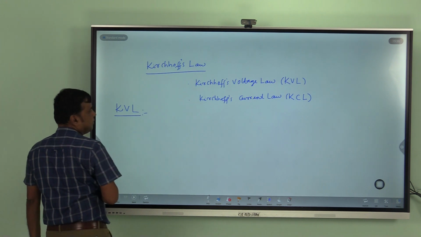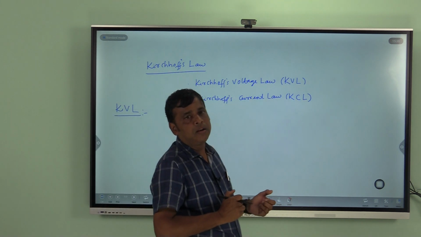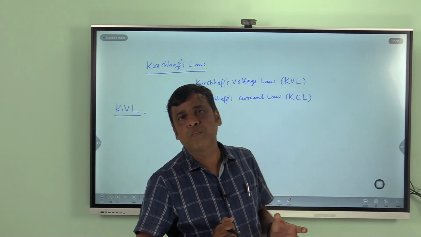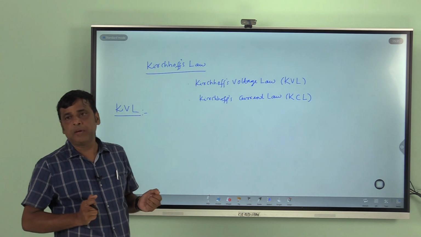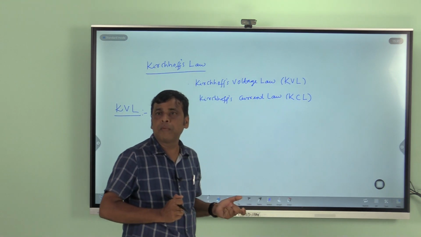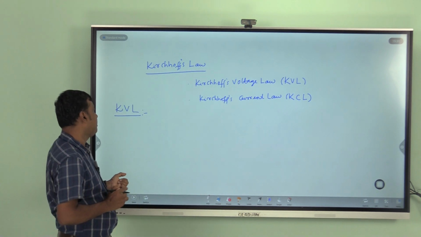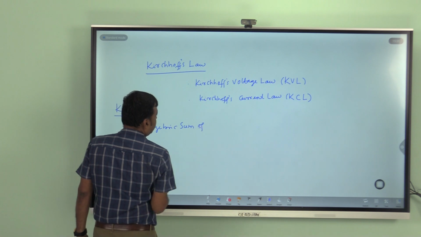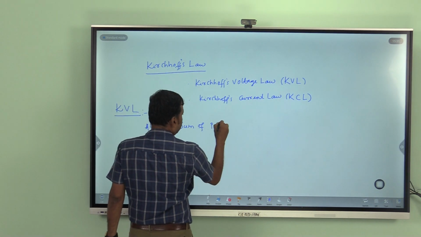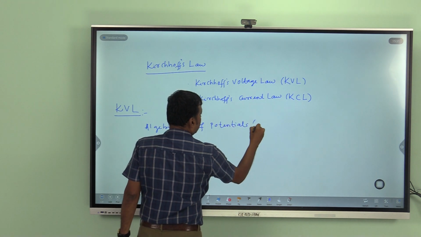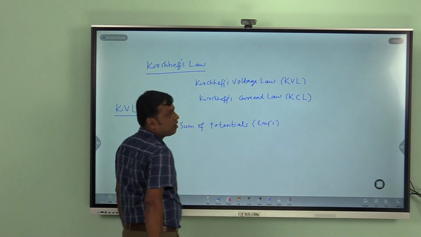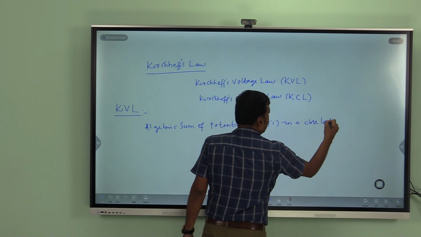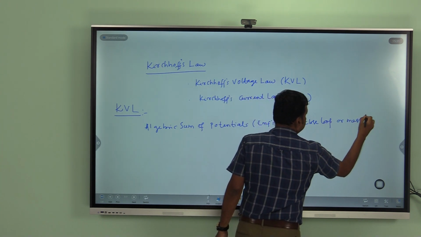Kirchhoff's voltage law. What is KVL? The algebraic sum of the potentials or EMFs is equal to 0. The algebraic sum of the potentials in a closed electrical loop, or in a mesh, is 0. It states that the algebraic sum of the potentials or EMFs in a closed loop or mesh is 0.